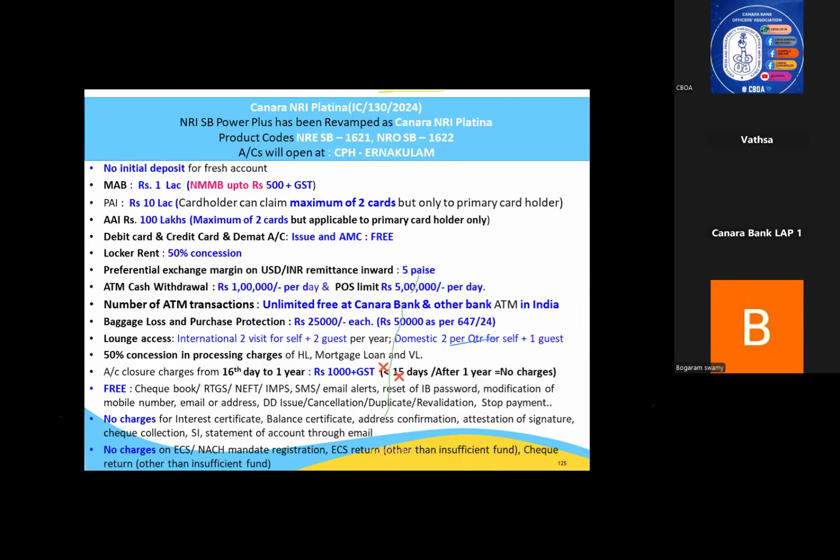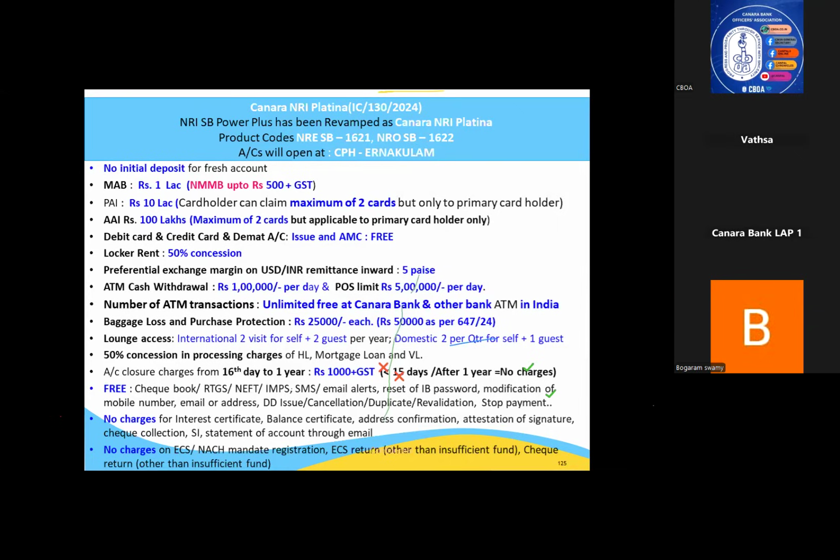Next is SB NRI Platina. This was earlier known as SB Power Plus. What is SB Power Plus for normal customers? A customer who is maintaining a quarterly average balance of 1 lakh. They are called SB Power Plus customers and they get all the benefits as usual.